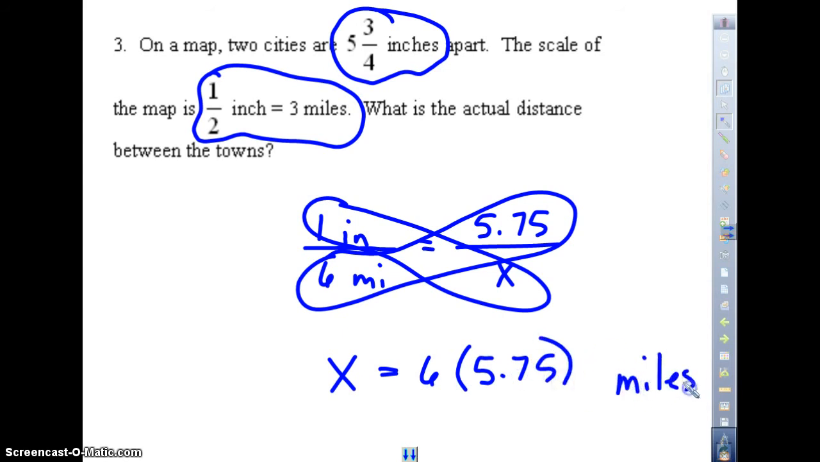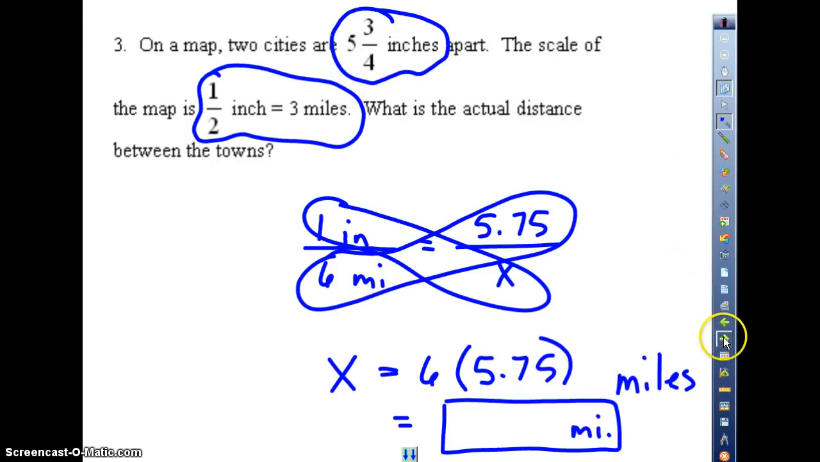Oh, by the way, did you guys see there's an answer bank here? There is an answer bank at the end. You tell me what the answer is. What's the answer? The answer is 34.50 inches. Did you hear that? Because I'm not repeating it.